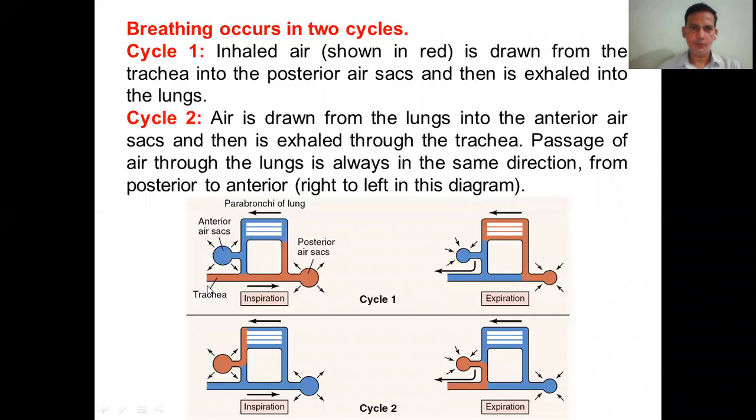So in simple terms, what I want to say is that in the process of breathing, the air always moves from the trachea to the posterior. And when it is about to move outside, it is moving from the posterior to the anterior part. It is from the right to the left side.